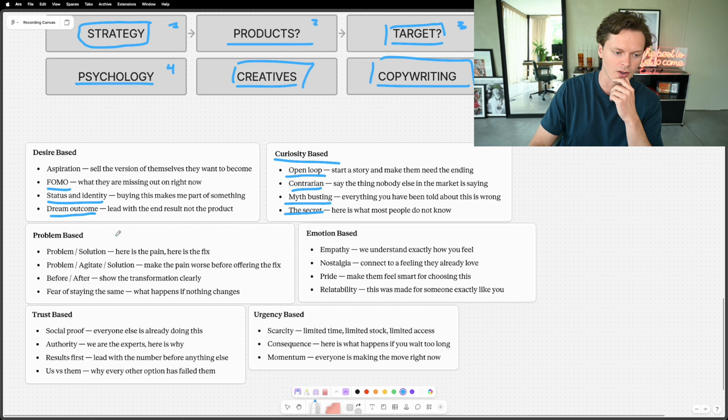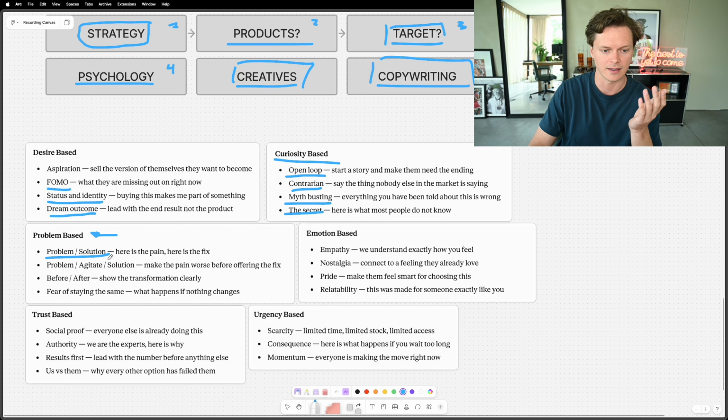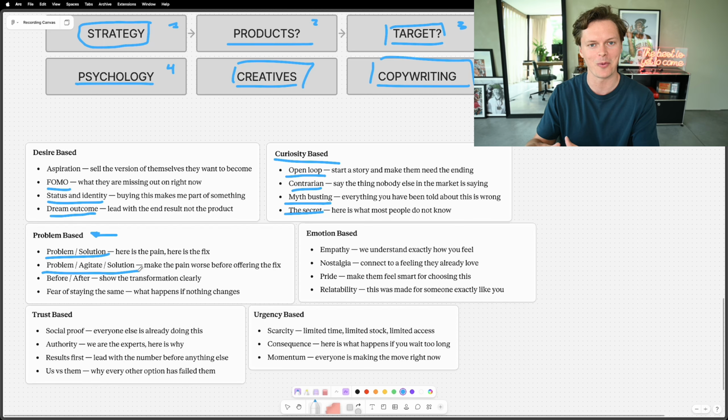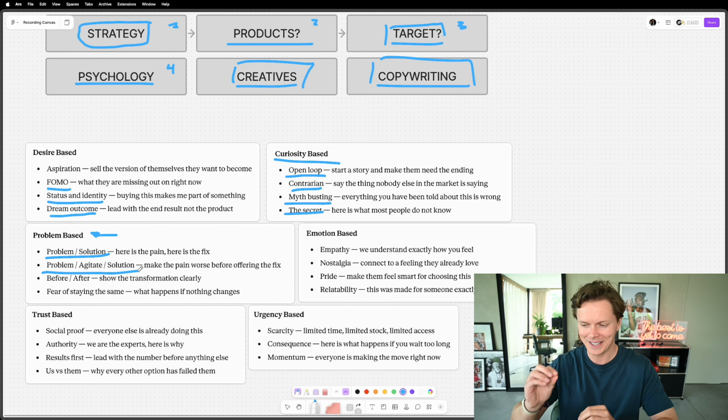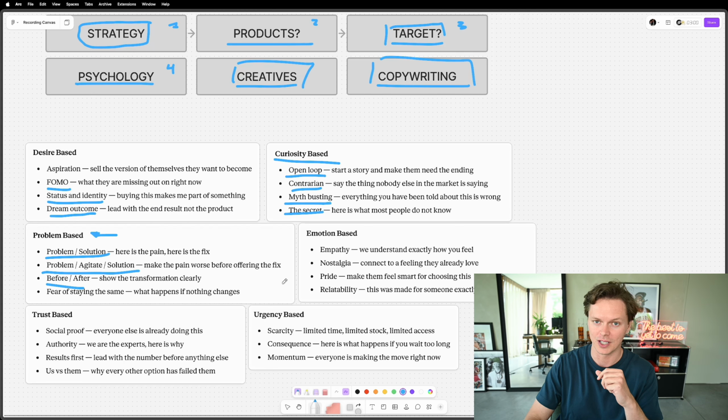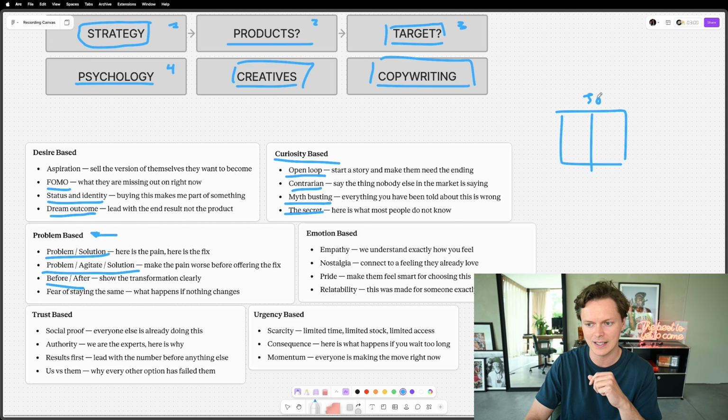Problem based. These are the most obvious ones. Problem solution. Hey, you're fat. Let's lose some weight. Buy this product. Problem agitate solution. This is making the pain a bit worse by really demonstrating it, showing it, pushing the wound, if you will, to hurt more and then resolve it. Before and after, a really simple one. This is you before, like you recognize obviously these 50% split ads.